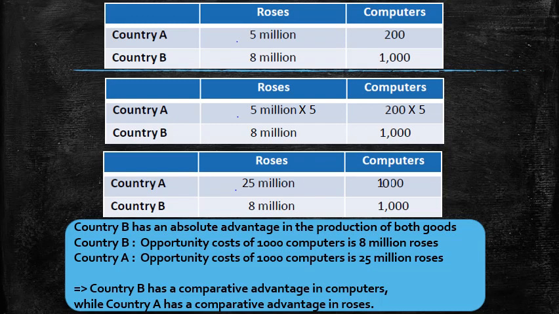Now this mathematical jugglery that we did, you can do it any way. You just need to get the same factor in any of the 2 columns out of 4, either computers or roses. So what I could have done is, instead of multiplying computers by a factor of 5 in country A, I could have divided country B's computers by a factor of 5 and roses also. So we would have got 200 computers in country B and 8 by 5 million roses in country B. So anyway you can make the comparison.